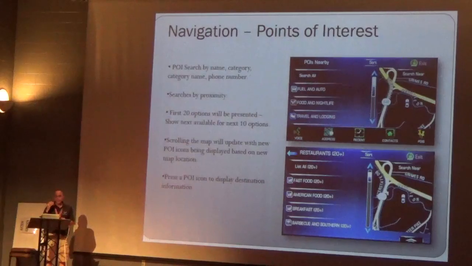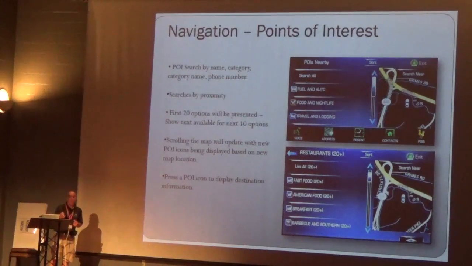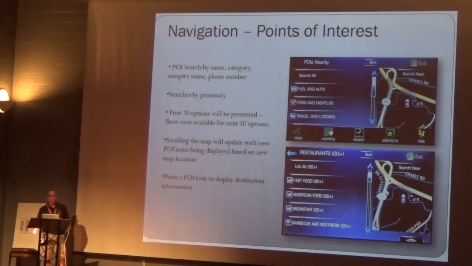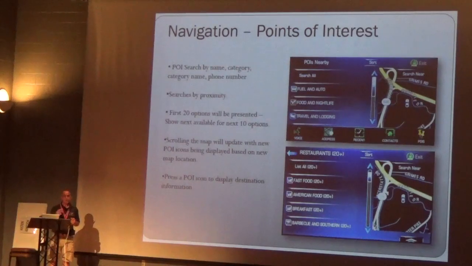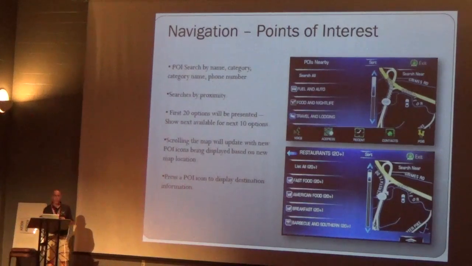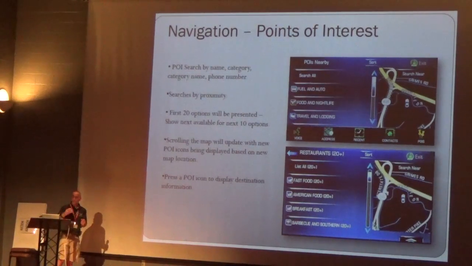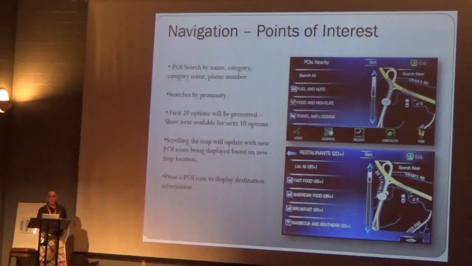So POIs search by name, by category name and phone number. It searches by proximity. The first thing it's going to do is search nearby. So you have to tell it if you want it to search someplace else. The first 20 options are going to be presented. Down the very bottom of the list is a Show Next icon. And after you get past those first 20, pressing Show Next will bring up the next 10 that you can gain access to.